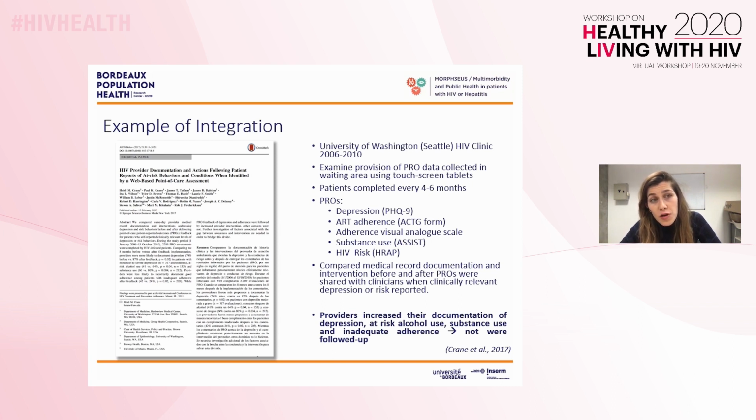At the time that this work was beginning, that was as frequently as every 4 to 6 months. The content of the PROs battery is focused on a depression screening, an ART adherence screening, substance abuse, and HIV risk. In this later work, they compared medical records documentation and intervention before and after PROMs were shared with clinicians, and when and if a clinically relevant depression or risk was reported. They found that providers increased their documentation of depression, of at-risk alcohol use, of substance use, of inadequate adherence once they were provided with this additional PROs data.